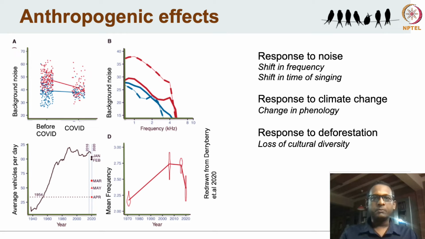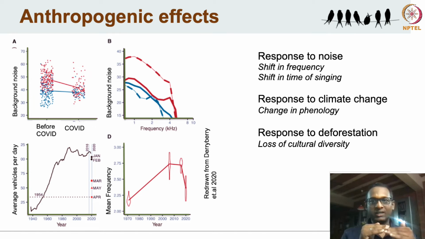One of the most common ways that birds can be affected is by noise. So just the background noise can affect how birds communicate with each other. A common response that people have found based on various studies is that there is a shift in the frequency of the songs. So they are trying to avoid a certain frequency of background noise. So usually there is an increase in frequency of the bird song.